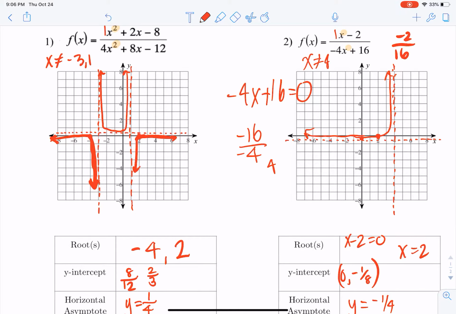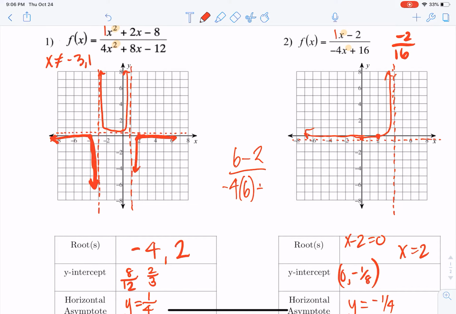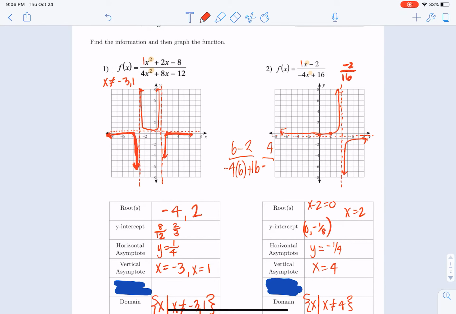And now I can pick another point. I can pick a point like 6. If I pick 6, here, let's erase some of this, give us some space here. If I pick a point like 6, 6 minus 2 all over negative 4 times 6 plus 16. This is going to give me 4 over a negative value. I could evaluate, but I know that since it's negative, my function will exist somewhere down over here. So this is just a nice sketch of this rational function here.